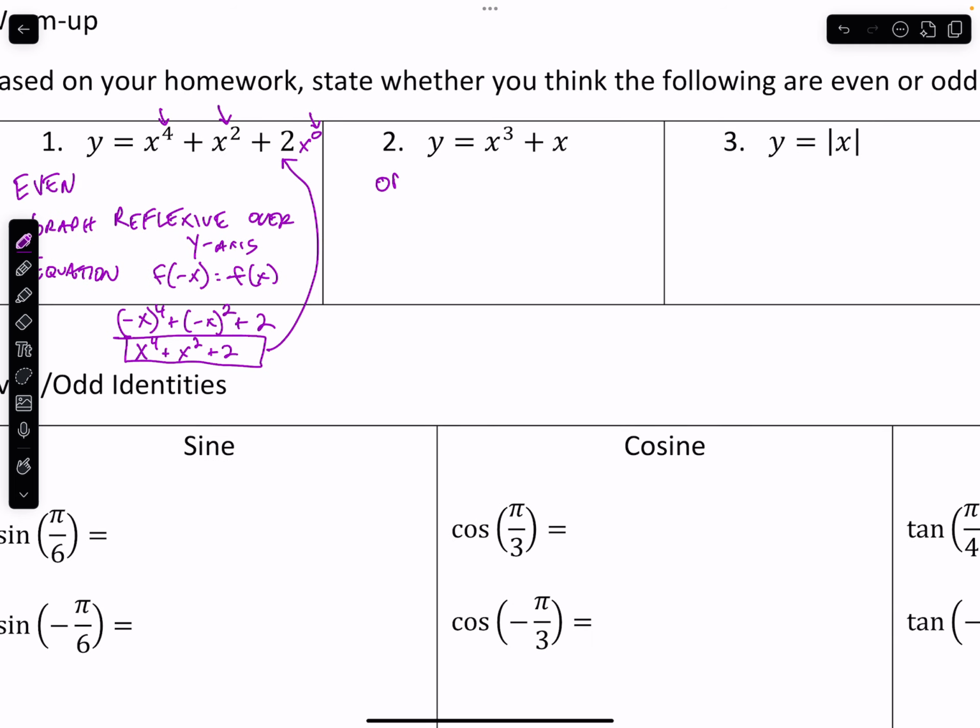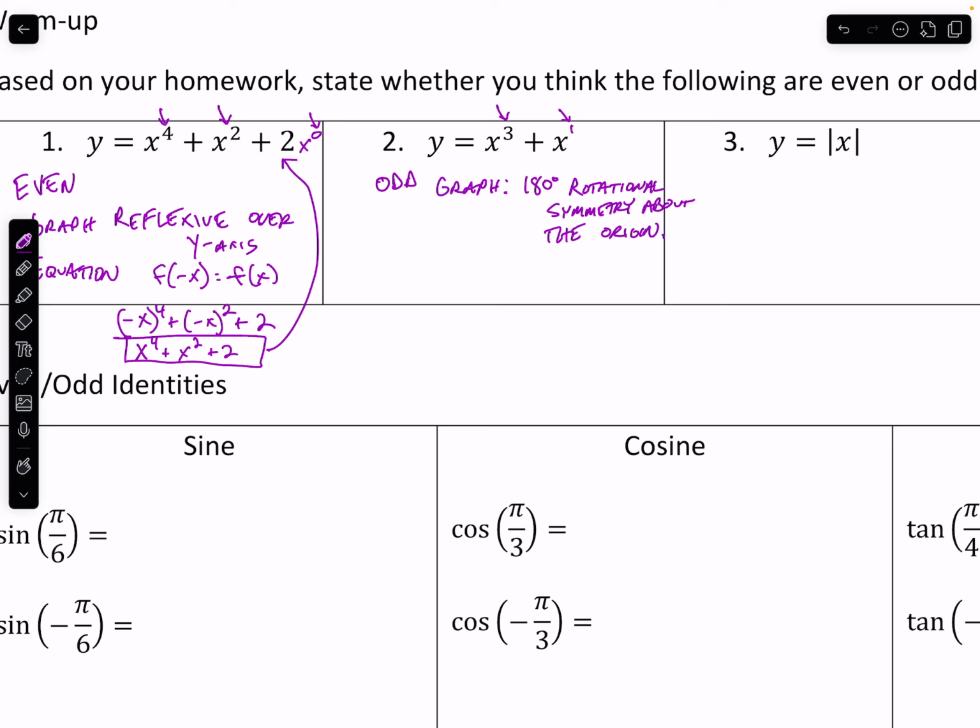This one here is odd. So that's because I noticed that all the powers of x are odd. So what does that mean on the graph? It has 180 degrees rotational symmetry about the origin. Okay. So we also kind of say it's reflexive about the origin.